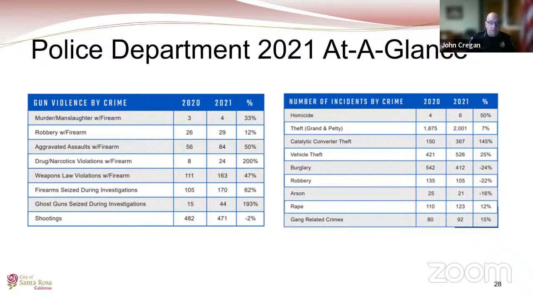We're also seeing a significant uptick with some of the illegal guns seized in the streets of Santa Rosa. You see right here in 2021, 170 firearms seized off the streets of Santa Rosa, and 44 of those were ghost guns. And we've seen that go up dramatically in the first 9 months of 2022, is the data that I have so far. Next slide, please.